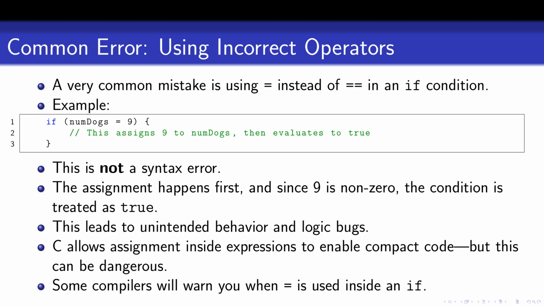Another very common mistake is using the wrong operator in a conditional expression. The most notorious example is using the assignment operator, single equals, instead of the equality operator, double equals. This doesn't generate a compiler error, but it does change the logic. Instead of checking if x equals 5, you're assigning 5 to x and then evaluating the result, which is usually true. This can lead to completely unexpected behavior. Some compilers will give you a warning, but not all.